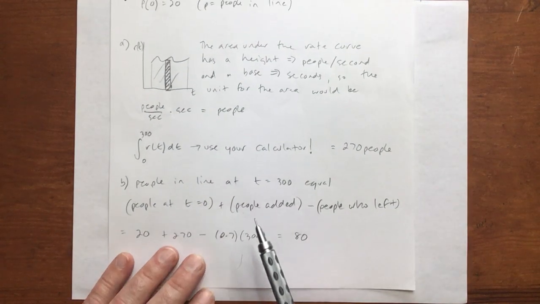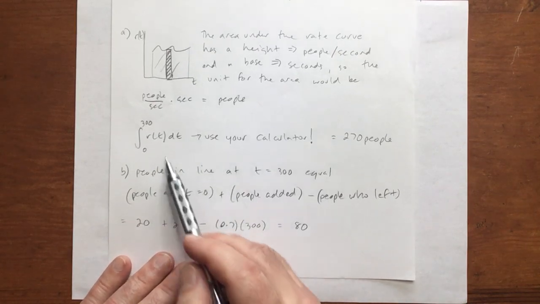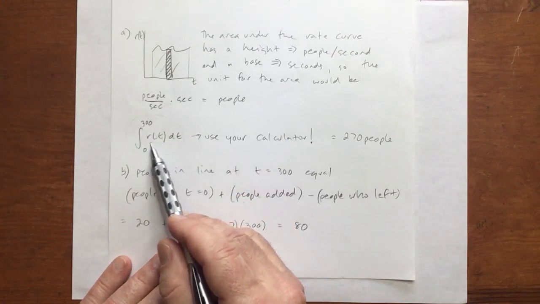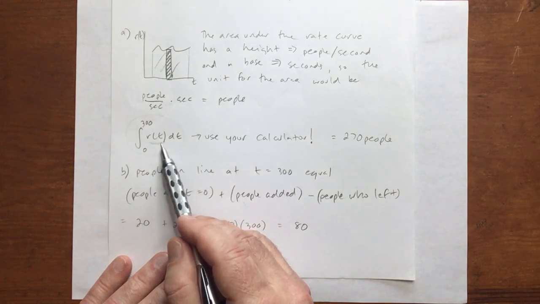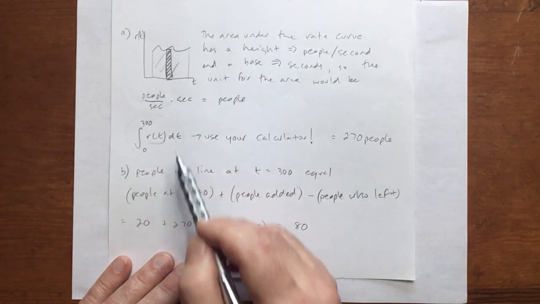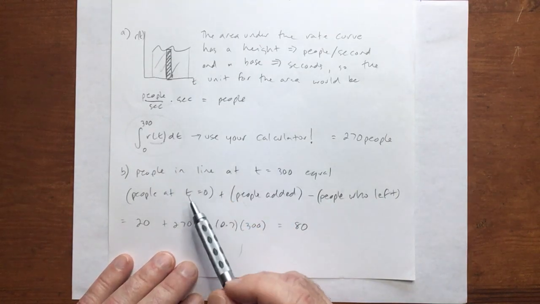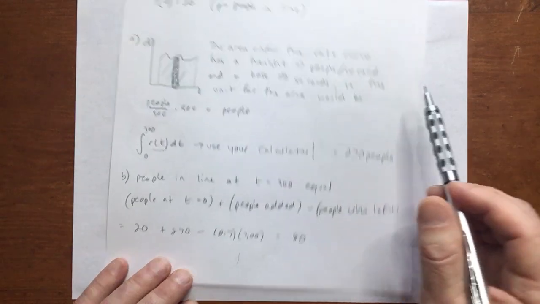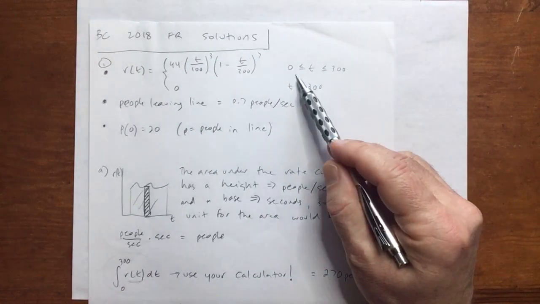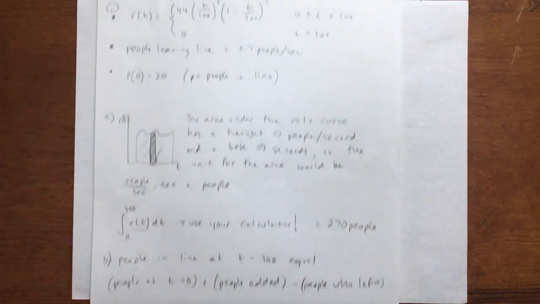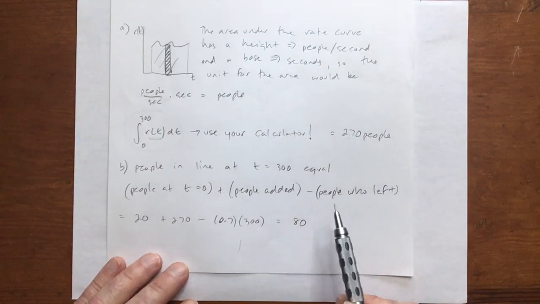And really, don't forget, this is a calculator problem, and so you're going to enter this into your calculator. I'd advise writing this as y1, and then just taking the integral from 0 to 300 of y1 with respect to x. And so it gives us 270 people. Realize that that's all the way from 0 to 300, and no more people are getting in line after that.